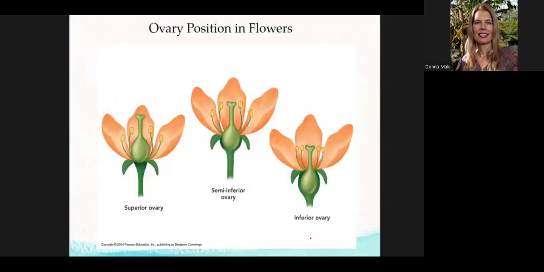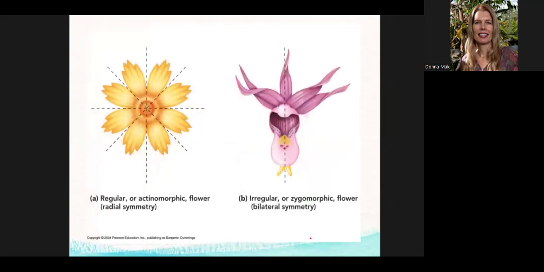And then this, just remember the idea of where is the ovary with respect to the rest of the flower tissue. And over time, we do see this idea in the fossil record and through other studies that go from the early primitive angiosperms having a superior ovary, and then they get more advanced and go semi-inferior, and then the most advanced are fully inferior. And then here's the idea of radially or bilaterally symmetrical. Okay.